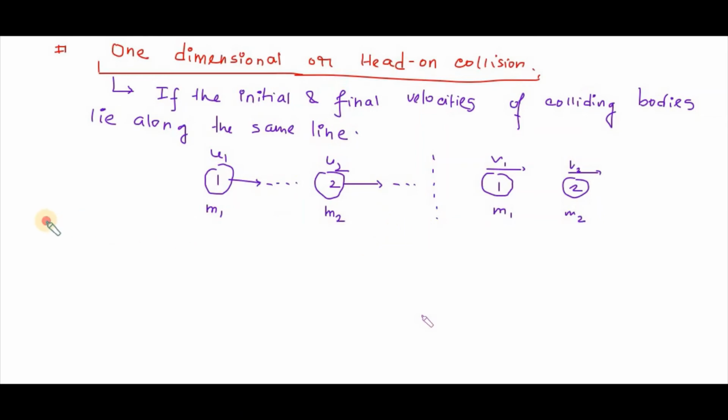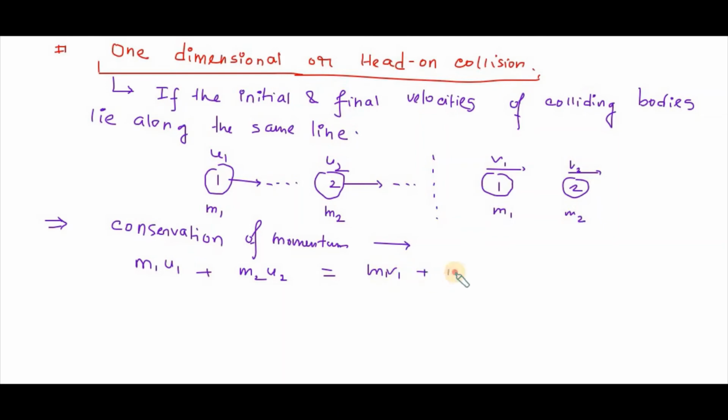Now in a one-dimensional or head-on collision, first we can apply the conservation of momentum, which is valid for any type of collision. According to conservation of momentum, m1 u1 plus m2 u2, the total momentum before the collision, equals m1 v1 plus m2 v2, the total momentum after the collision. And specifically if it is an elastic collision, then we can apply the conservation of kinetic energy.